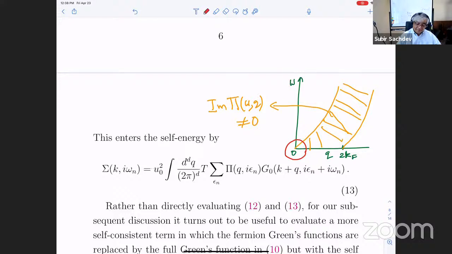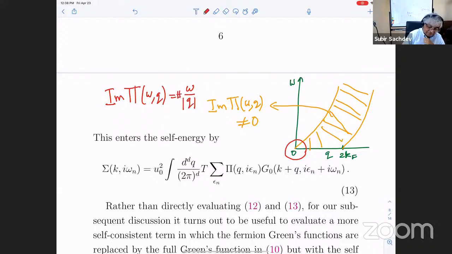Okay, and you may or may not remember, it's okay if you don't, because you're going to derive this result again: in general D dimensions, 2 and above, in this region, the imaginary part of Pi(omega, Q) is omega divided by Q times some number, which we are going to compute now.